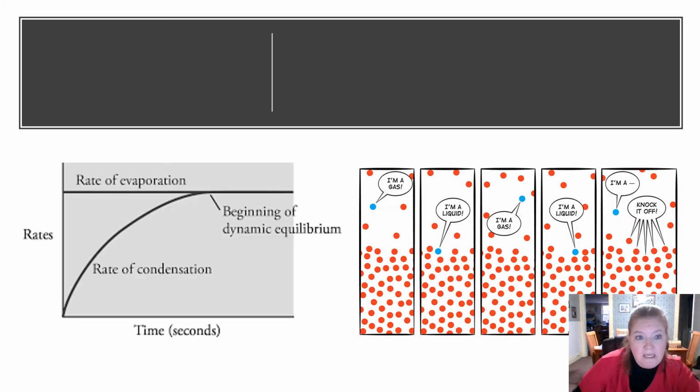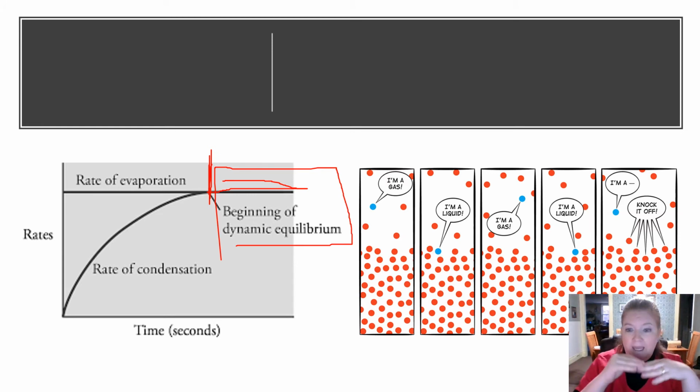So again, you can see rates, in order to be at equilibrium, have to be equal, right? Rates are equal. So at first we have evaporation and the condensation is speeding up. So we're not at equilibrium yet. As soon as we reach right here, we get to equilibrium because the rates are equal. So a state of matter equilibrium is when we have two states of matter coexisting at the same temperature and the rates are equal.